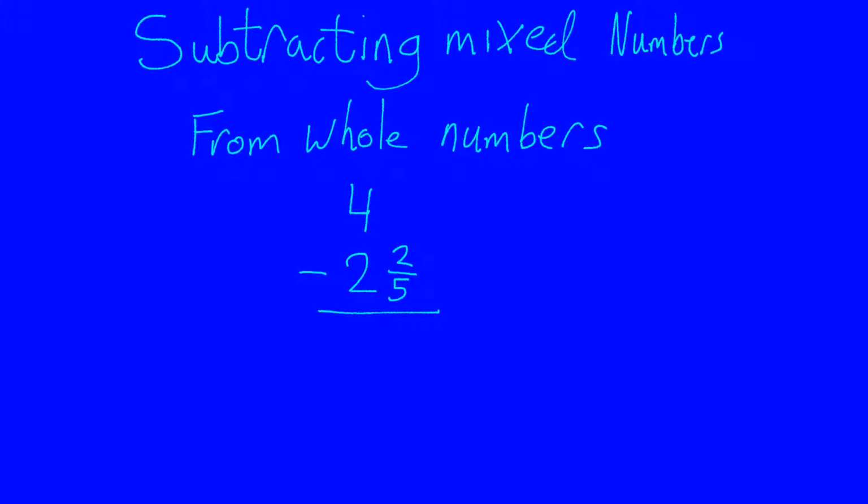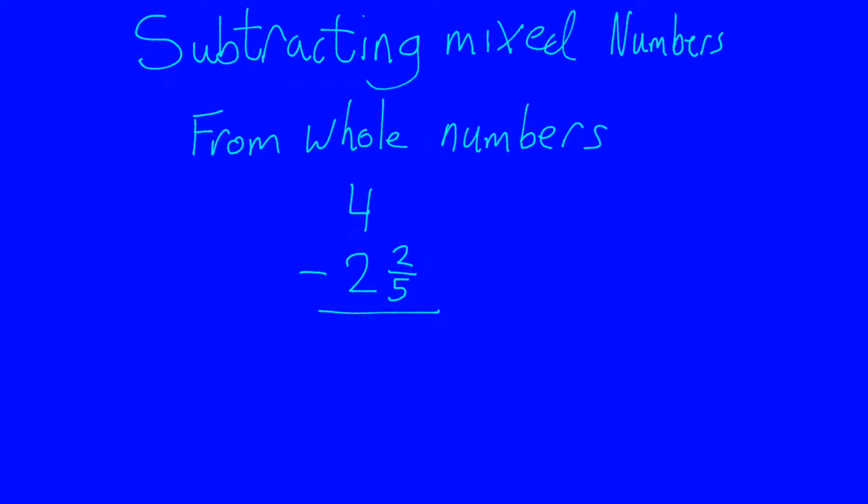This video is going to focus on subtracting mixed numbers from whole numbers, just like in the example you see below. Here, the problem is 4 minus 2 and 2/5. And you'll notice, just like in the description, we have a whole number up top, and we are subtracting from it a mixed number. Now you may start to wonder, how are we going to do this? Because, well, a whole number doesn't have a fraction over here. It just has an empty spot.